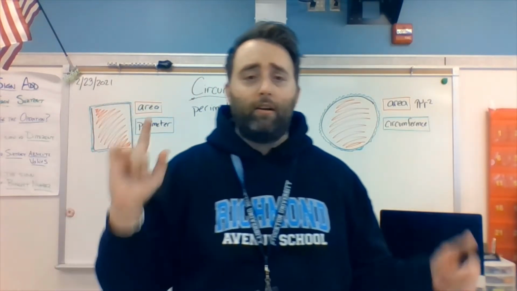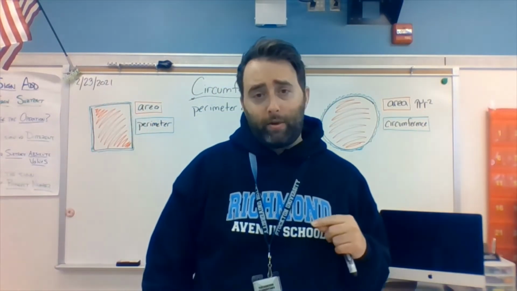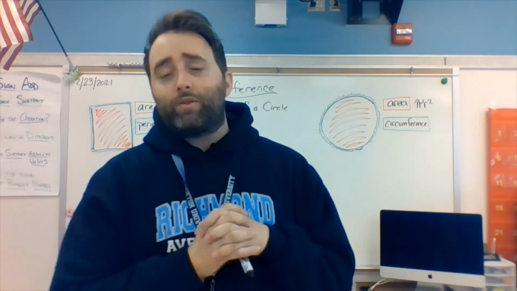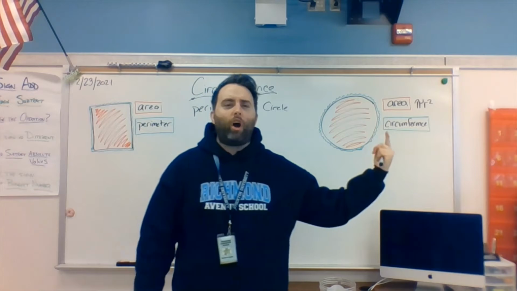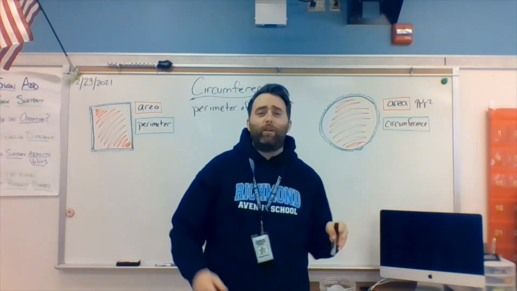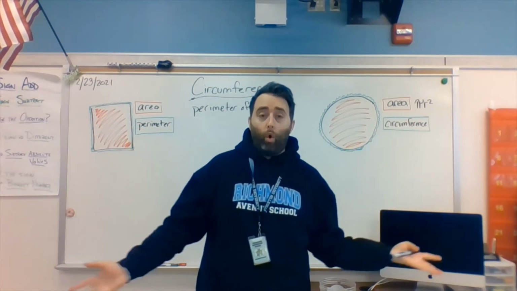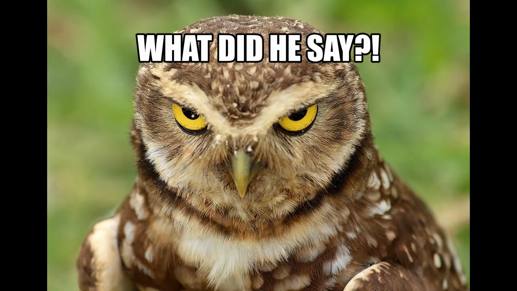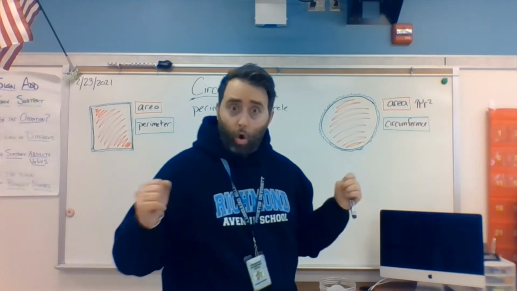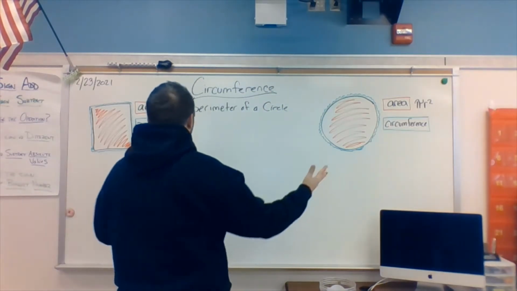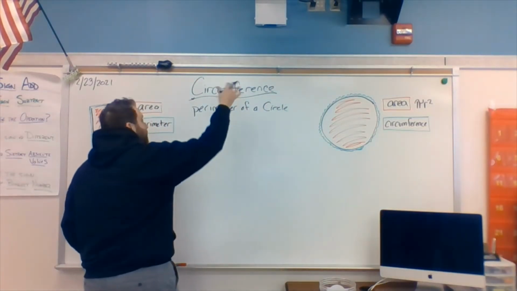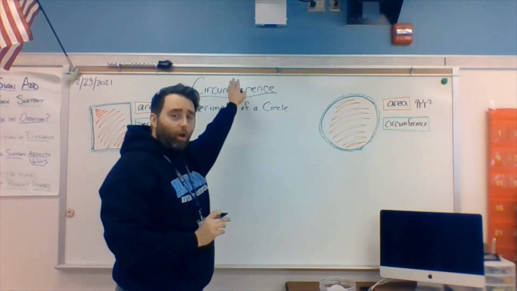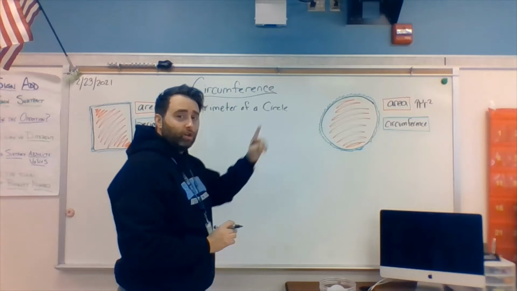Now, just like area of a circle had its own special formula, so does circumference. It's not as hard, actually, as the area. And this is why I'm glad I did area first, so that you got the hard one out of the way, so that when we get to the easy one, it's just like, oh, oh, oh. So, what is the formula for perimeter of a circle, otherwise known as circumference?